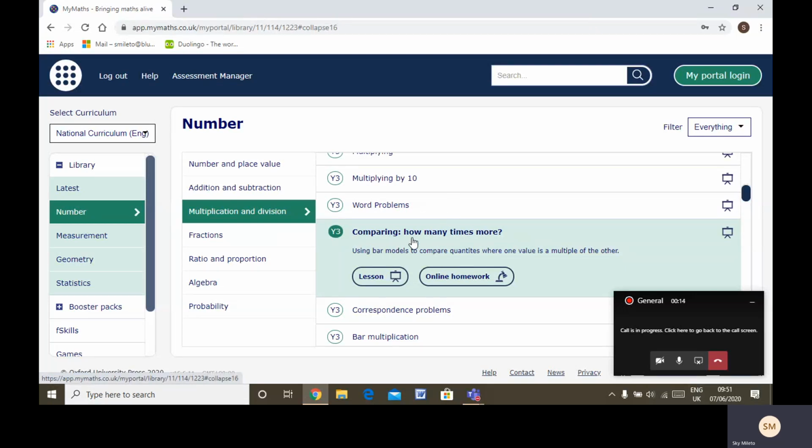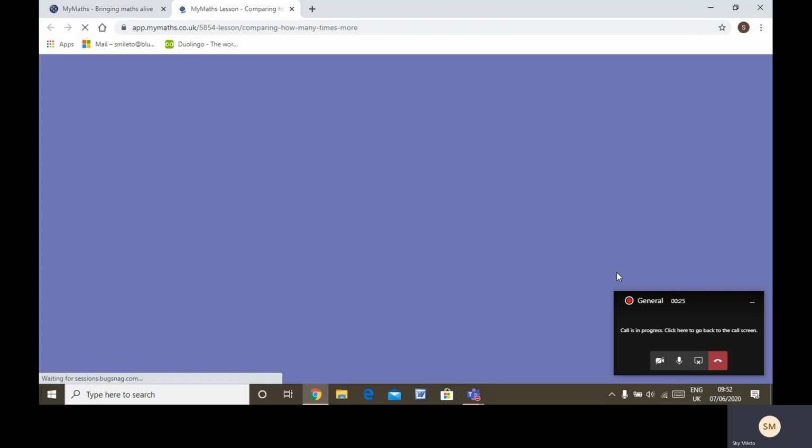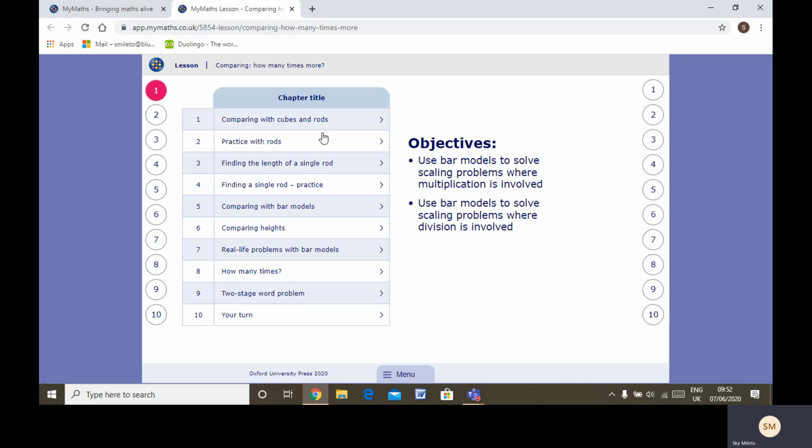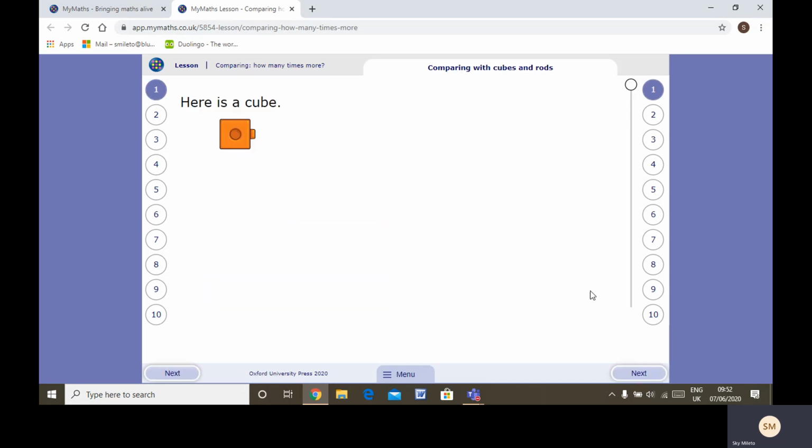Today, in our multiplication and division, we're looking at comparing how many times more something is. So we're going to continue using bar models and representations using bars and cubes to help us with our multiplication and division. So here's a cube.